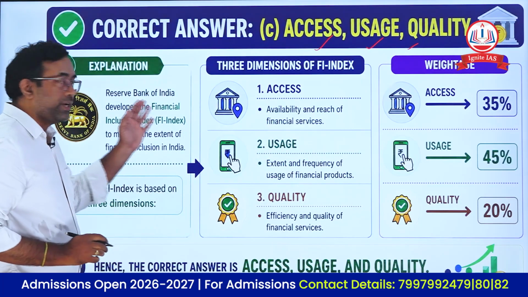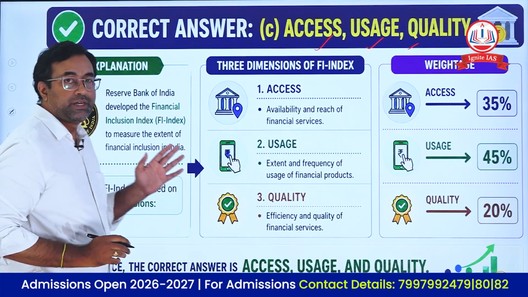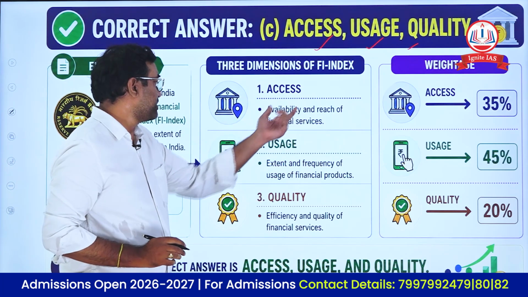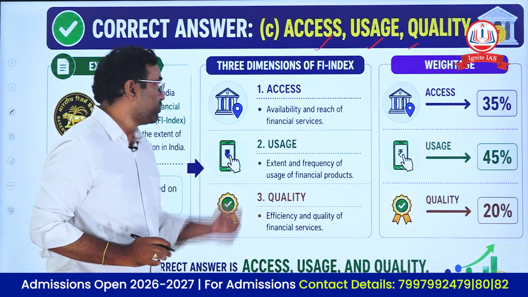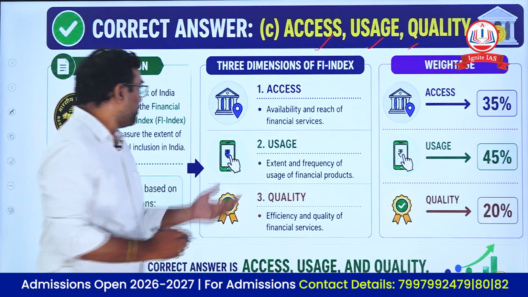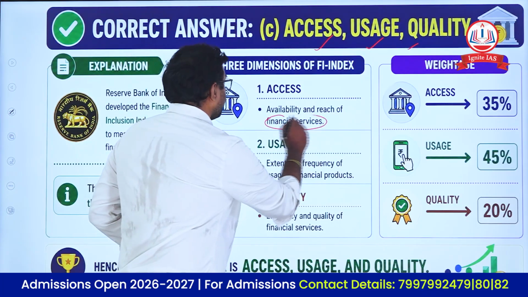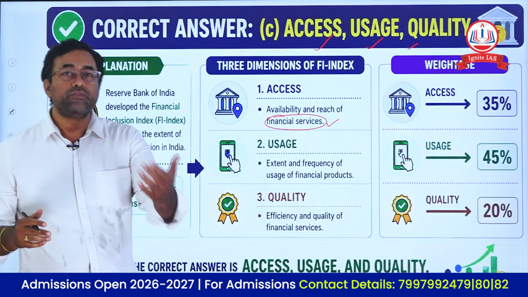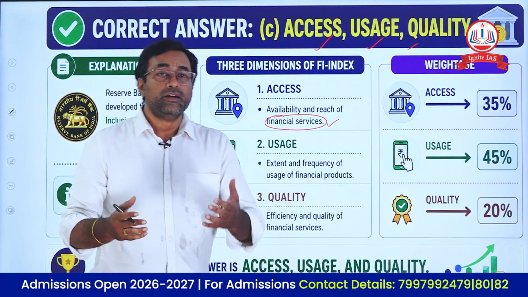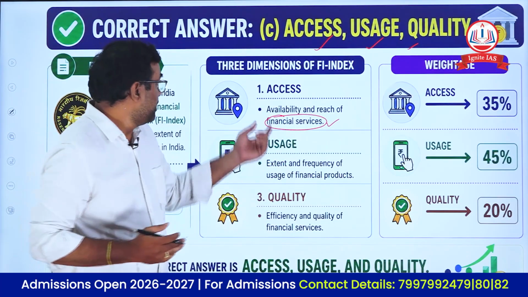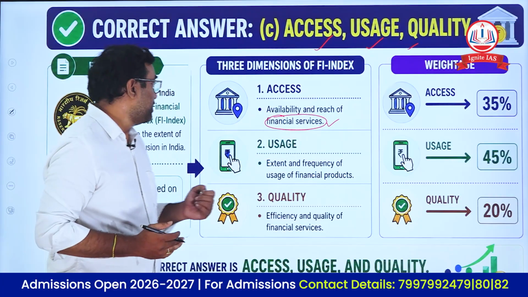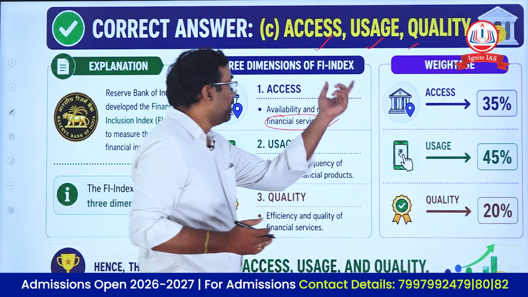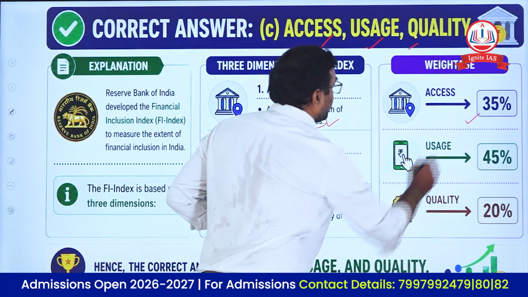Then according to the RBI Financial Inclusion Index, what is called access? What is usage and what is quality? Access means providing affordable financial services. It can be providing any type of credit facilities to the weaker sections who are not getting the financial services. That is called accessibility. In that index, the weightage given is 35%.